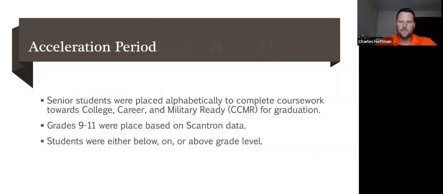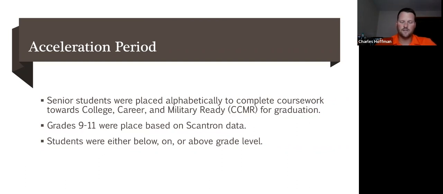So our acceleration period at Alexandria High School may be set up differently from across the county. Our senior students were placed alphabetically to complete coursework towards college, career, and military ready for graduation purposes. So they were completing certification classes and things of that nature, but they were placed with those teachers alphabetically. For grades 9 through 11, they were placed in groups based on their Scantron data. And that's the data that we're going to focus on today.